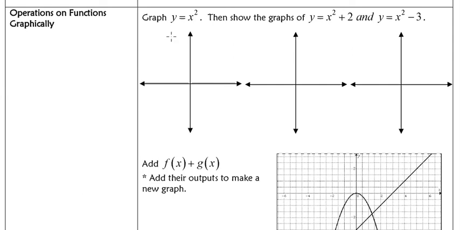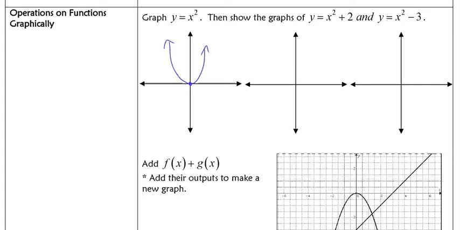So first off, we're going to graph y equals x squared. And that's a parabola open on up. And there we go, y equals x squared. Now show the graphs of y equals x squared plus 2, and then y equals x squared minus 3.